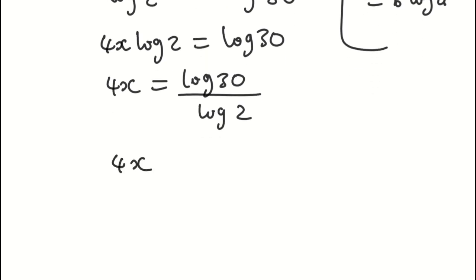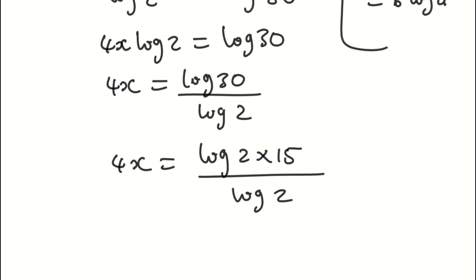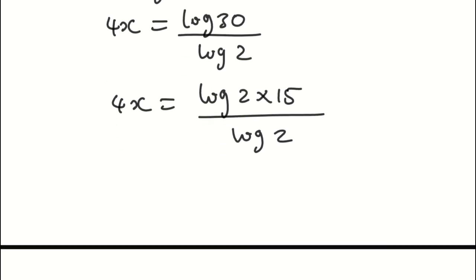So 4x is going to be, now look at this 30. I need to break it down to what? 2 times 15. You know I can do that, right? I'm going to have log 2 times 15 over what? Log 2. Why am I using 2 times 15? Because I'll show you where we can cancel out now, because I have log 2 already here, so we can just cancel that out.